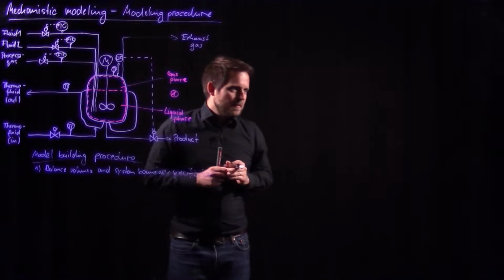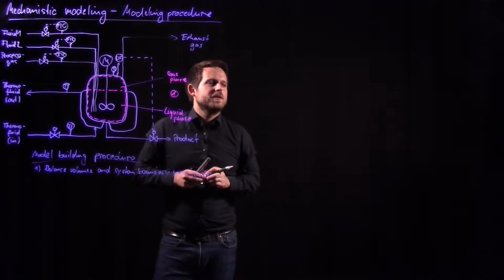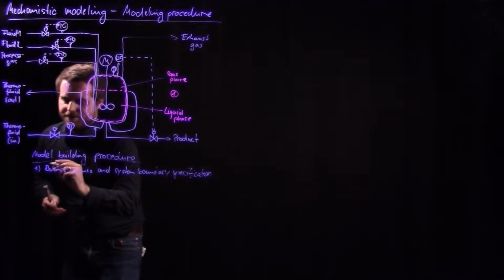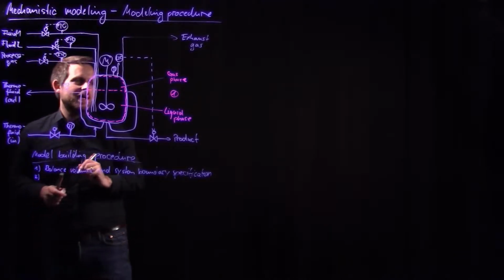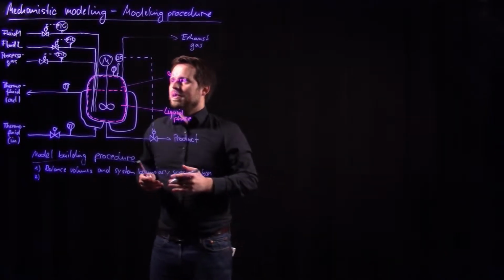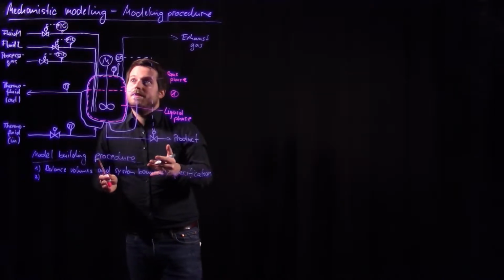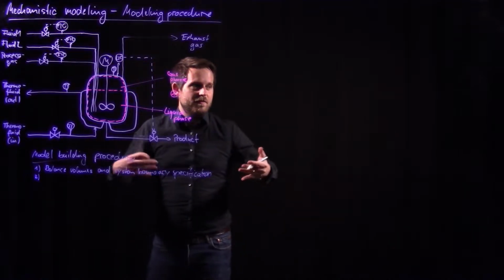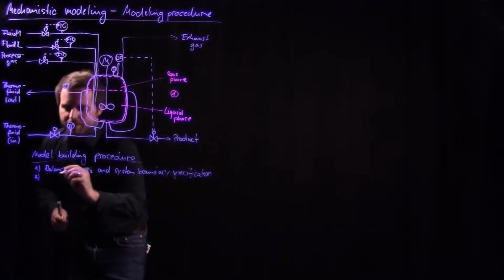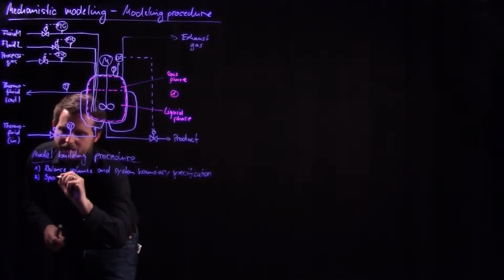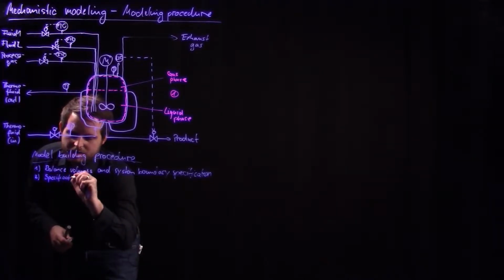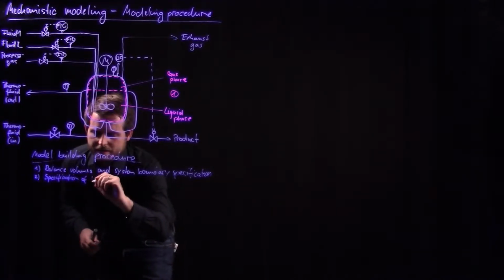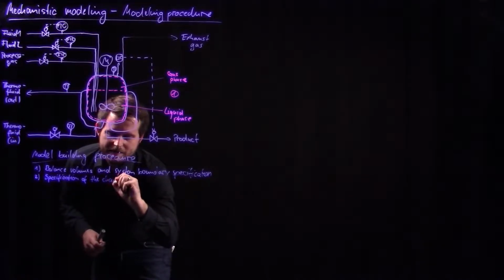The next step in the modeling procedure then is to think about, okay, what are my characterizing variables in the system I need to account for? So what actually do I want to describe by my model? And what are the variables I need to come up with a model then to be able to also develop a control loop. So this is then the specification of the characterizing variables.